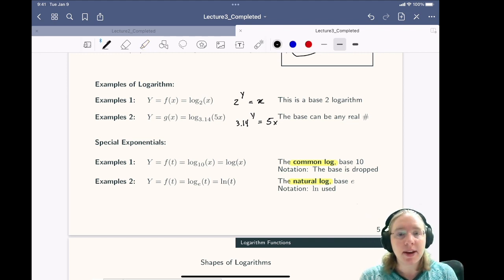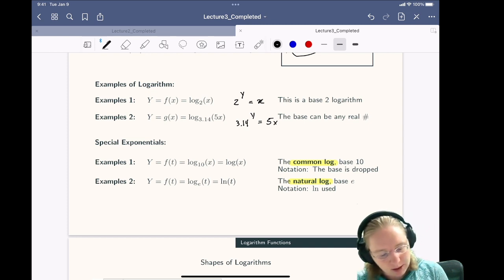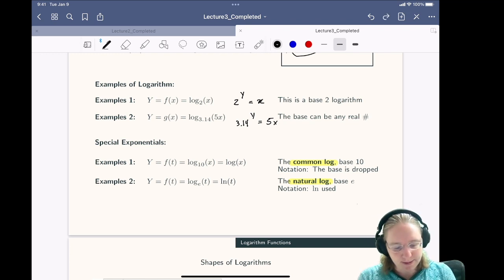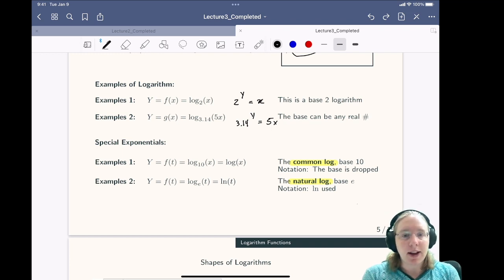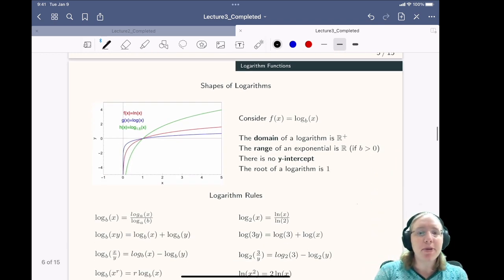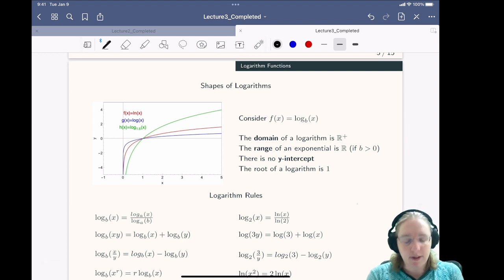They're so common that we even abbreviate them. So if we have base 10, we just drop the 10 and we just write that as log of x. If we use log base e, then we write this as the natural logarithm, which some people know as the ln of t. Okay, so just like with exponentials, you should be able to recognize the shape of a logarithm.